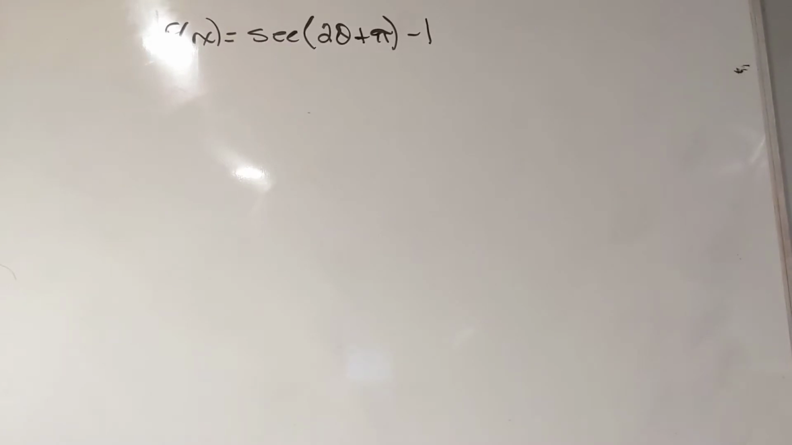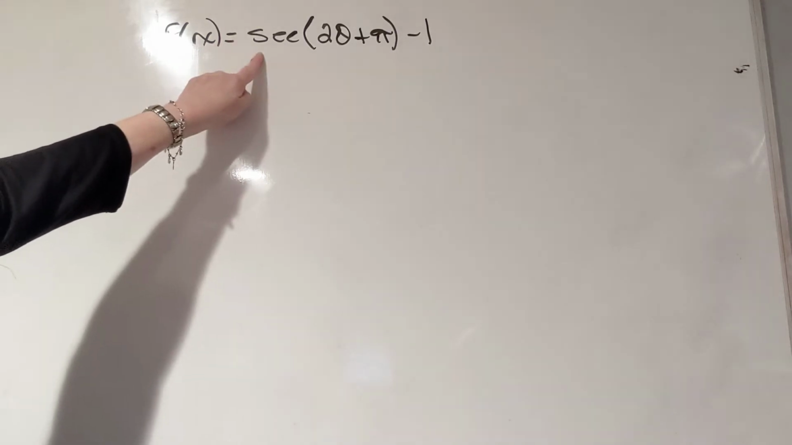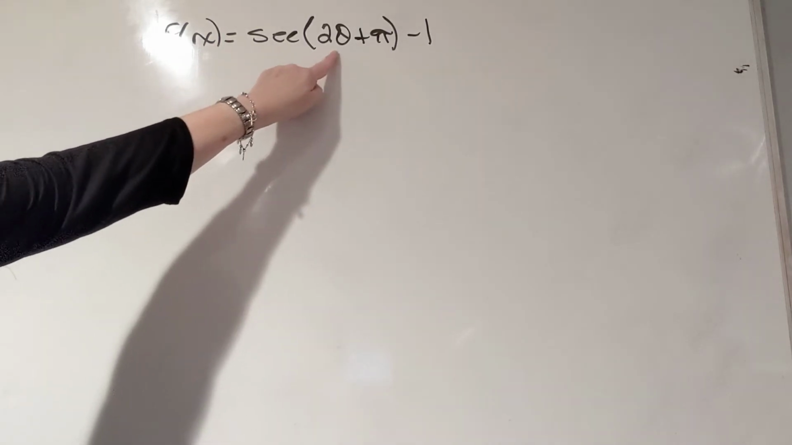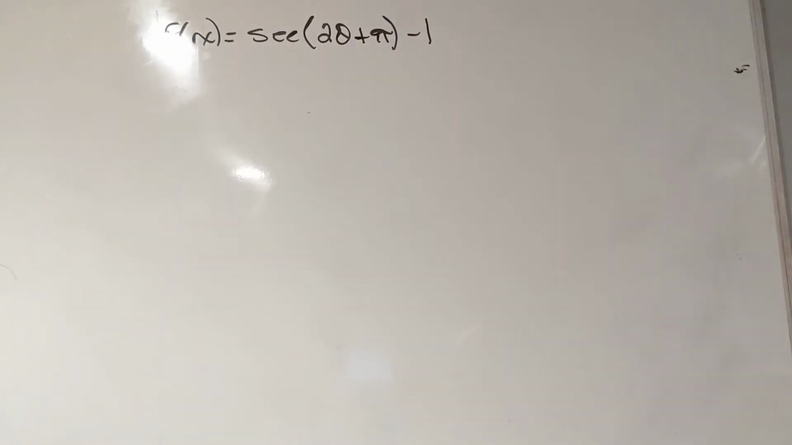Hi there. In this video, now we're going to do some transformation of the secant and cosecant graph. We took a look at the parent functions in the original video, but now I'm going to show you how to do it with the transformation. So how do we graph f of x equals the secant of the quantity 2 theta plus pi, this quantity minus 1?